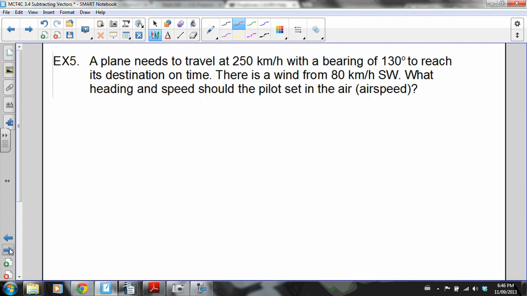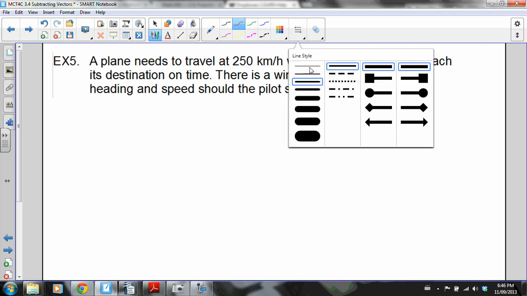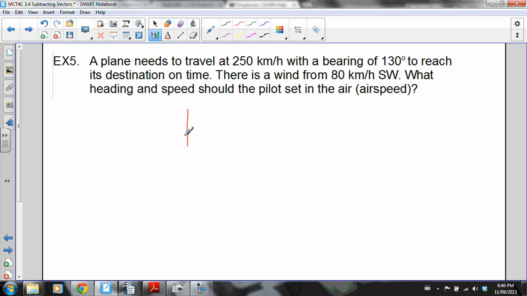A plane needs to travel at 250 kilometers an hour with a bearing of 130 degrees to reach its destination on time. All right, so the idea is we've got a little, oops, that's good enough. I'm not going to do it to scale this time. The plane is traveling at a bearing of 130 degrees. So where's that?